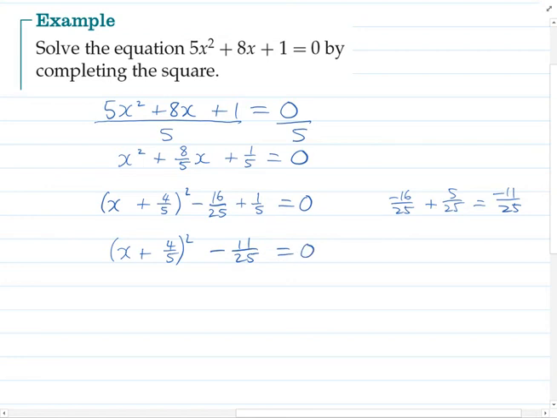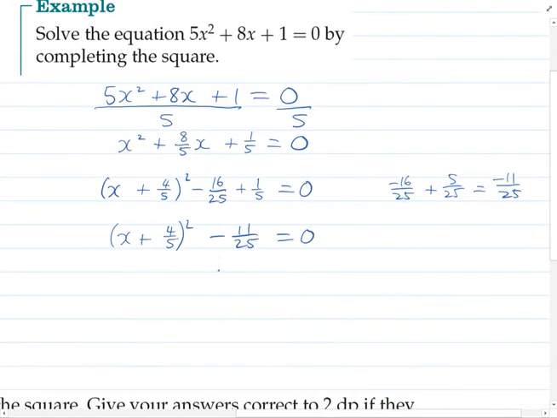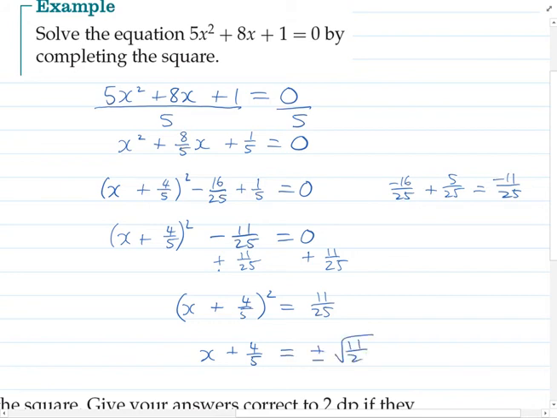Alright, so let's now add 11 over 25 to both sides. And so that's going to be x plus 4 over 5 squared equals 11 over 25. And now we can square root both sides. So we're going to have x plus 4 over 5 equals plus or minus square root of 11 over 25.